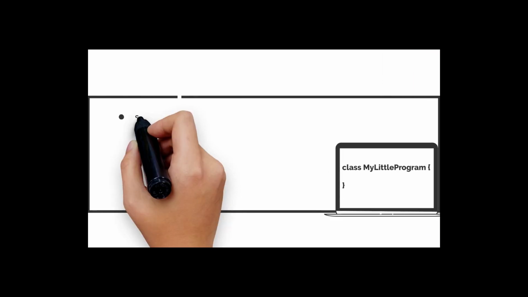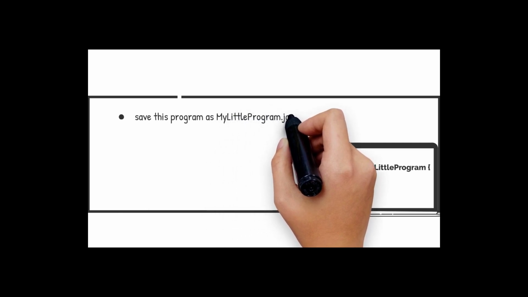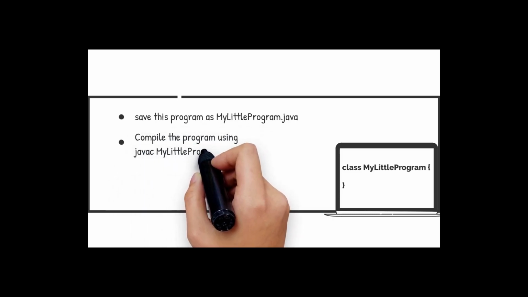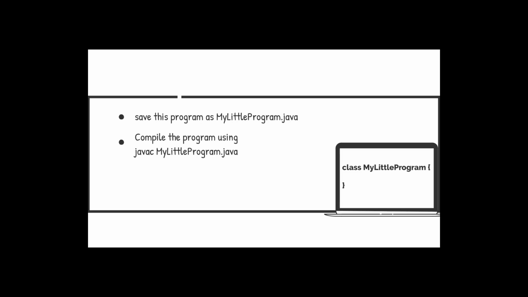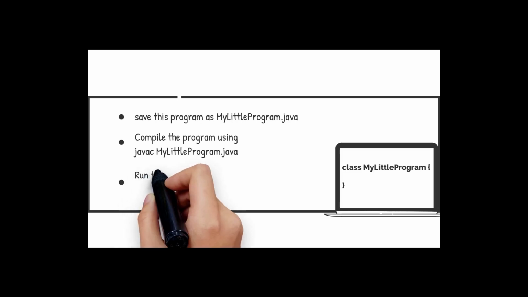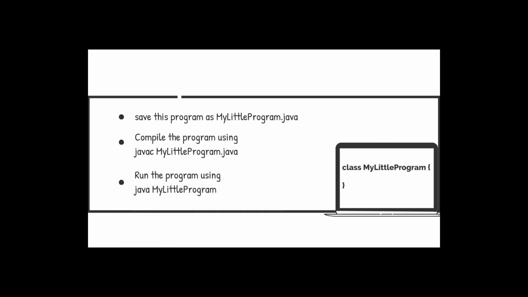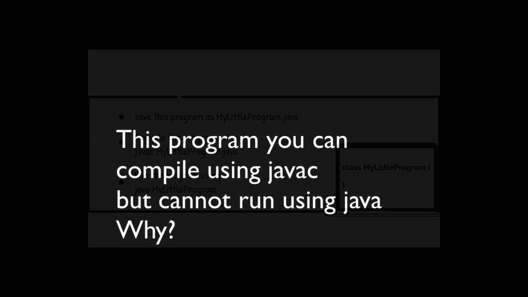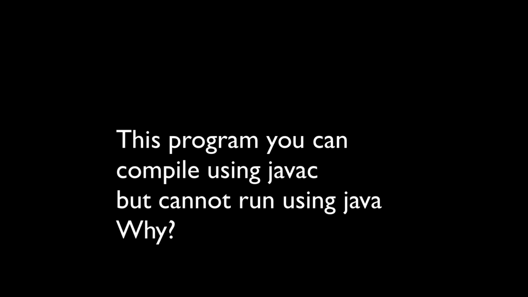There are a few steps you have to take to run this empty program. First, you have to save this program in a file and name that file mylittleprogram.java. Once saved, you have to compile the program using the javac executable. And lastly, you can now finally run the program using the Java executable. In the next lab session, you will see that our little program can be compiled because it's a valid program, but we can't really run it using Java executable, and we'll also understand why.